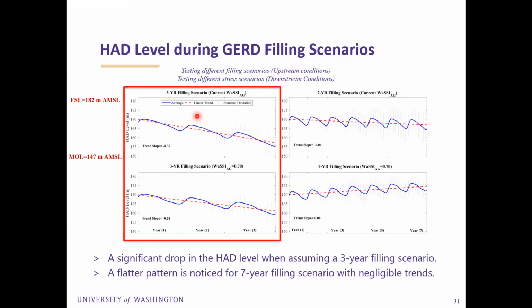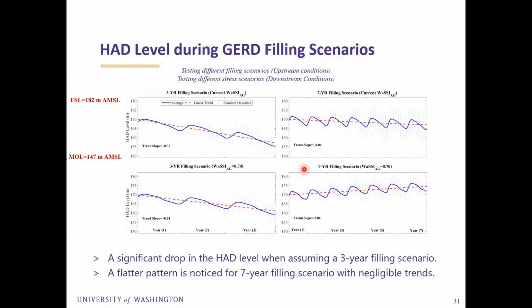I mean, if Ethiopia will fill the dam in 3 years, we are still following the current stress conditions. If we increase the stress a little bit to 0.7, the slope declining in the highest dam level, you can see that's improving, but not that much. It still can go down on average to 160 or something.